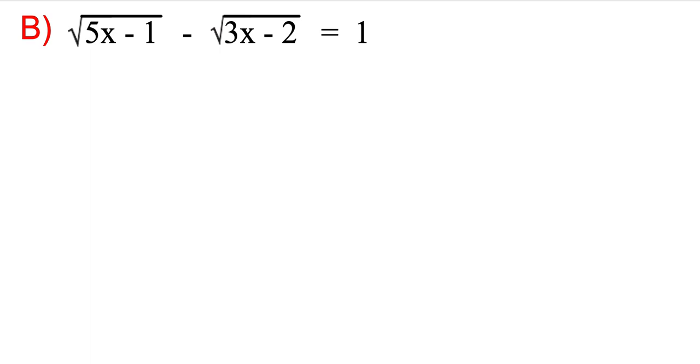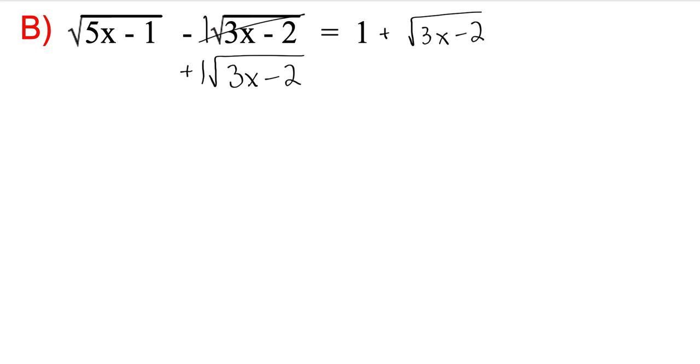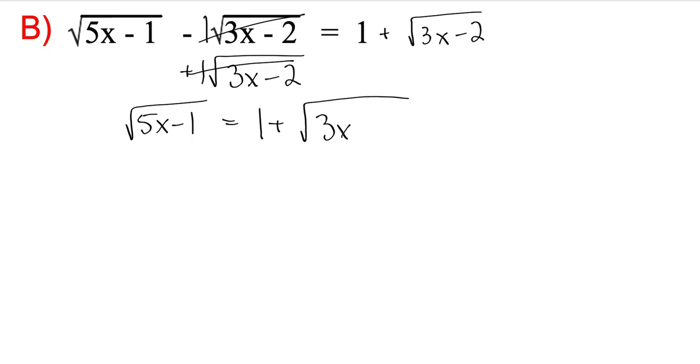Do we have a radical by itself? No. We have this radical with this radical. You have to have a radical by itself. So we're going to move this one over. And I can simply do that just by adding the opposite, because remember how we add radicals. If they match, we can add them. So let's put that square root 3x minus 2 on the right. Okay, so now we have square root 5x minus 1 equals 1 plus square root 3x minus 2.